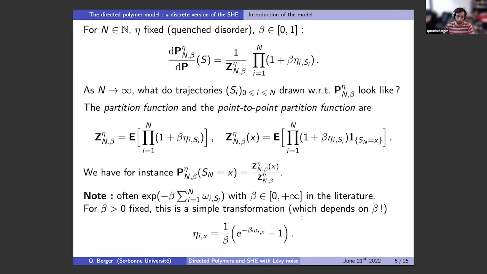The difference is that the transformation depends on beta. So if you want to study the dependence on beta of the model, the dependence on beta will not be exactly the same in the two models. And the reason why I look at this product form is because of its relation to the stochastic heat equation.